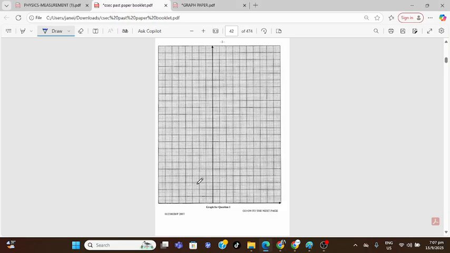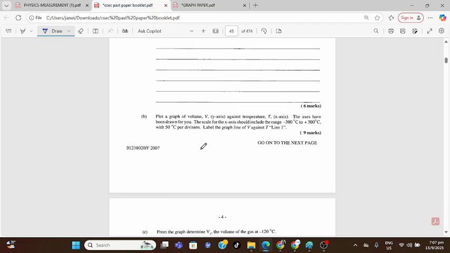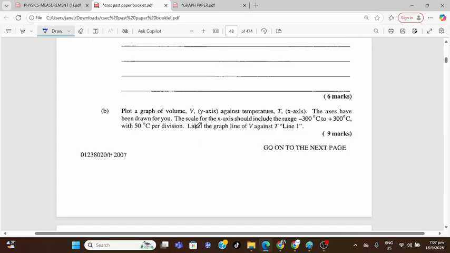Now we're going to plot. So we're going to read as well. We're told here that you're going to put volume on your y and temperature on your x, and on the x-axis you should have a range of negative 300 to positive 300, and you use 50 degrees Celsius. How in the world would you do that for a division?